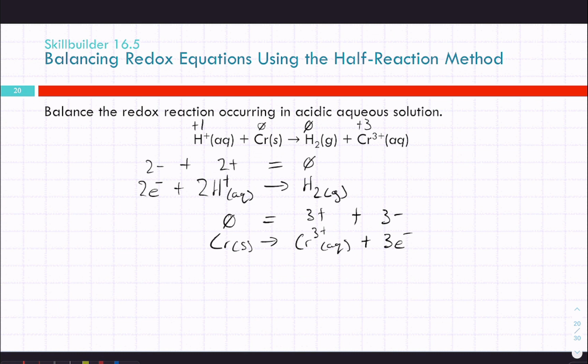We need to make the number of electrons the same for both of them. So we have 2 electrons here and 3 electrons here. This comes up a lot. It's kind of like the crisscross rule. So this one has 2 electrons, this one has 3. We have to multiply the top one by 3, multiply the bottom one by 2.